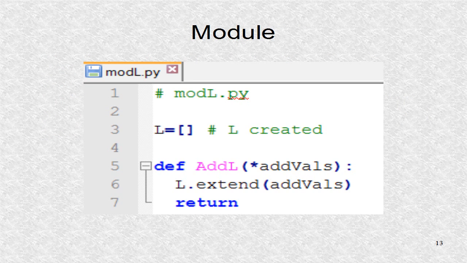13. This is an example of a module. I went over how the function addl works in tutorial 13. Basically, it just adds terms to the list variable L. On line 3, the variable L is created.